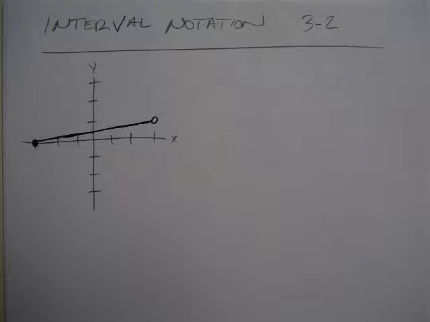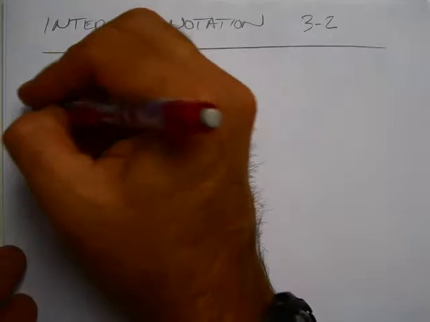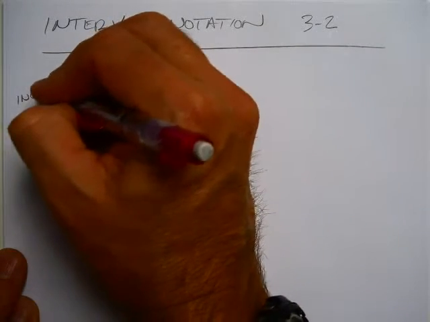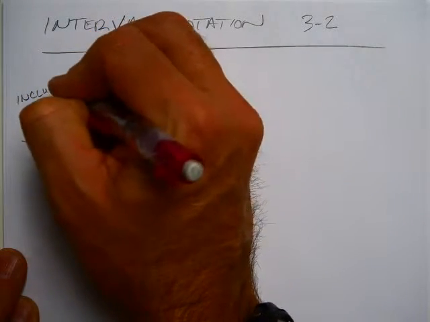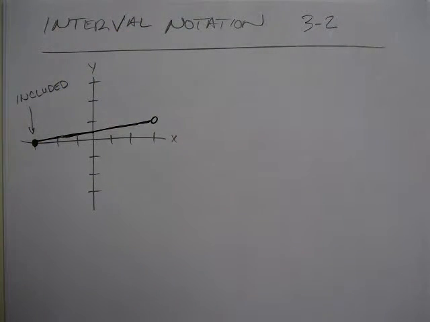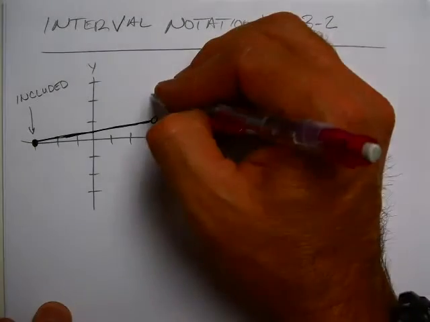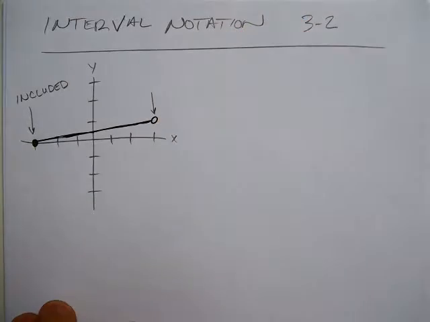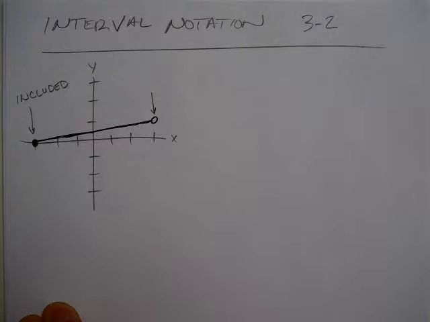We can take answers. That's right. So -3 is included. It is included. What I mean by included is that point is included in the domain and the range. And this one is open. What does that mean?